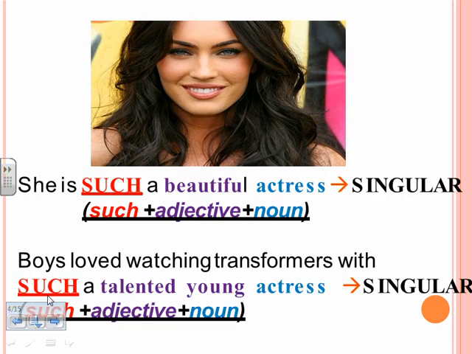What about such? With such, we look at what comes after it. If it's a singular noun, I use a, then the adjective, then the noun. Such a or an, of course, and for amazing, we can say it is such an amazing film. I put a or an if it's singular. So such plus singular: such a or an, then adjective, then the noun. Boys loved watching Transformers with such a talented young actress. Again here it's singular because actress is a singular noun.